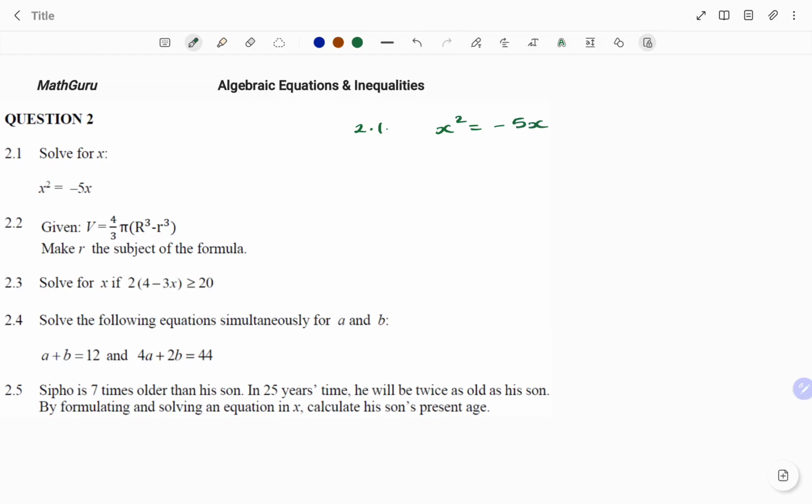The first step is to move all the terms to one side, that's the left hand side, and then equate that to 0. So if we move a negative 5x to the left, it becomes x squared plus 5x equals 0. Then we're going to factorize the quadratic equation on the left. That's taking out a common factor, which is x. We're left with x(x plus 5) equals 0.